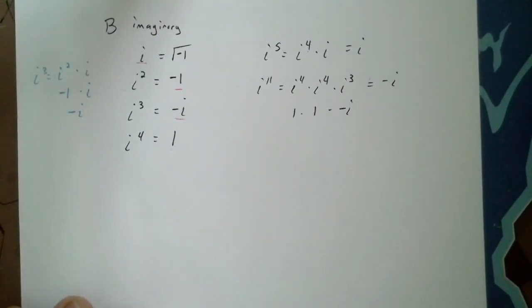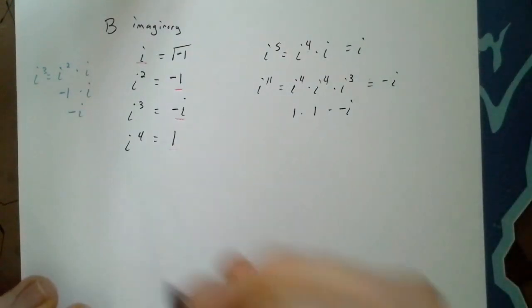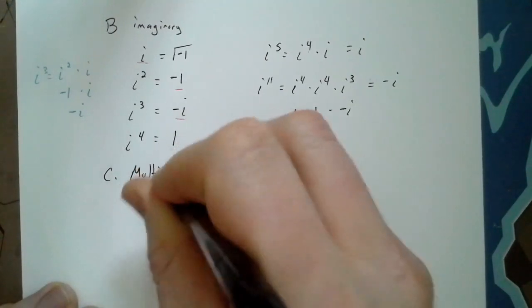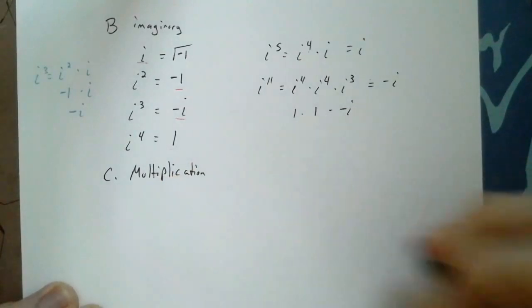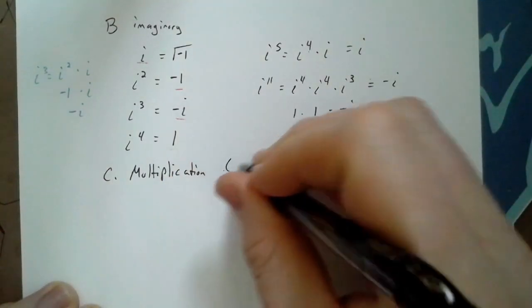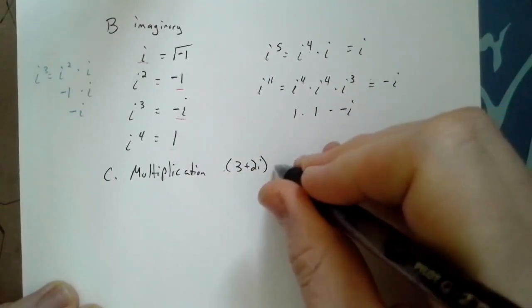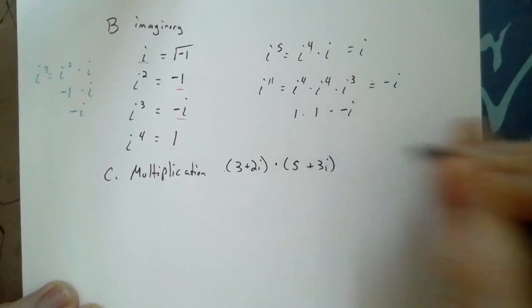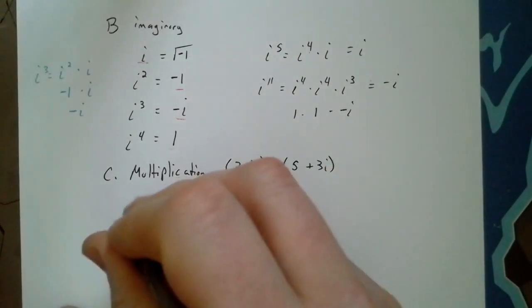Now that we've done that, we can dive in to what multiplication actually is. So multiplication, and we'll take a look at an example and do it both ways, right? Here we've got 3 plus 2i, and we're going to multiply that times 5 plus 3i, right? Now, there's a couple different ways to do this. I'm a big fan of the second method I'm going to show you, right?